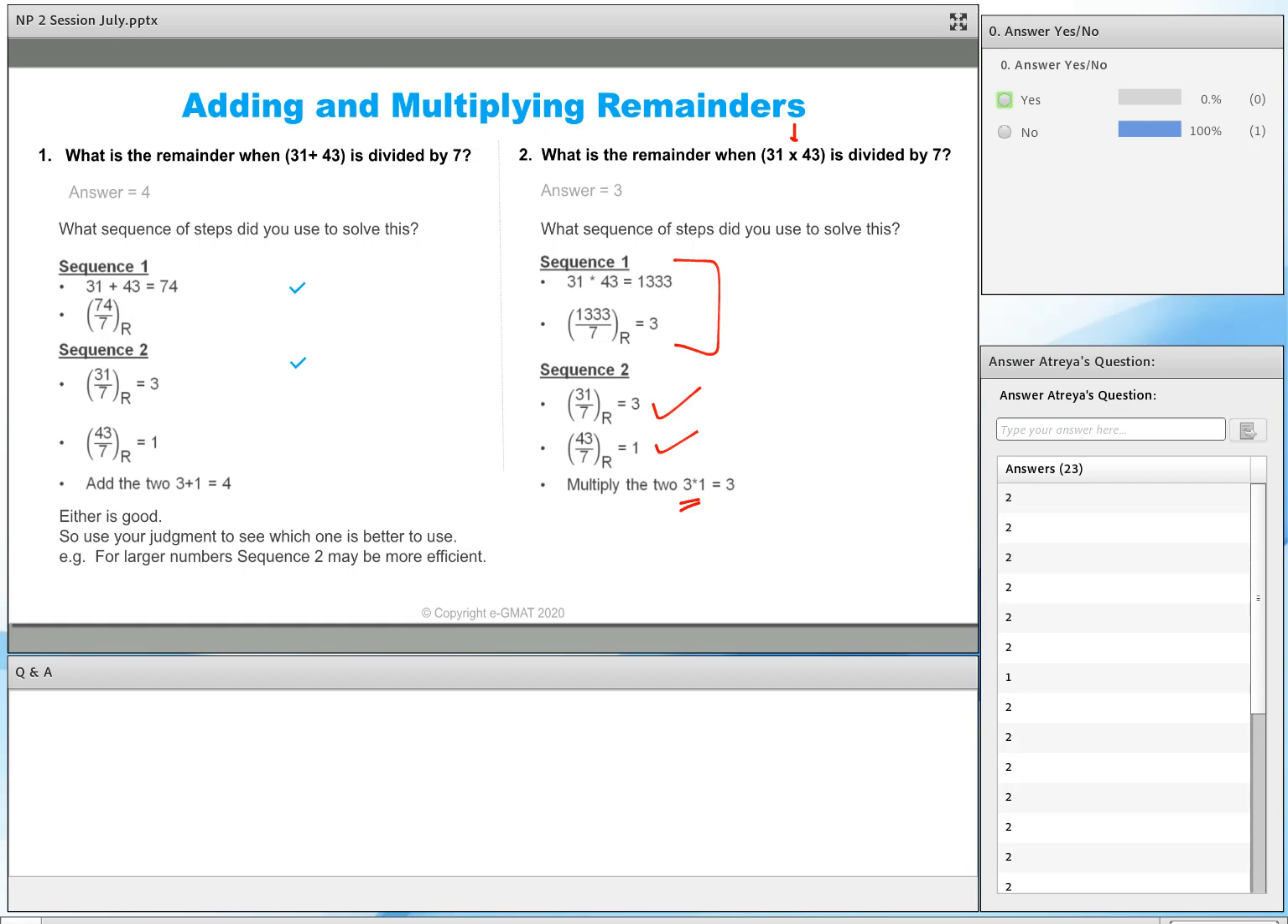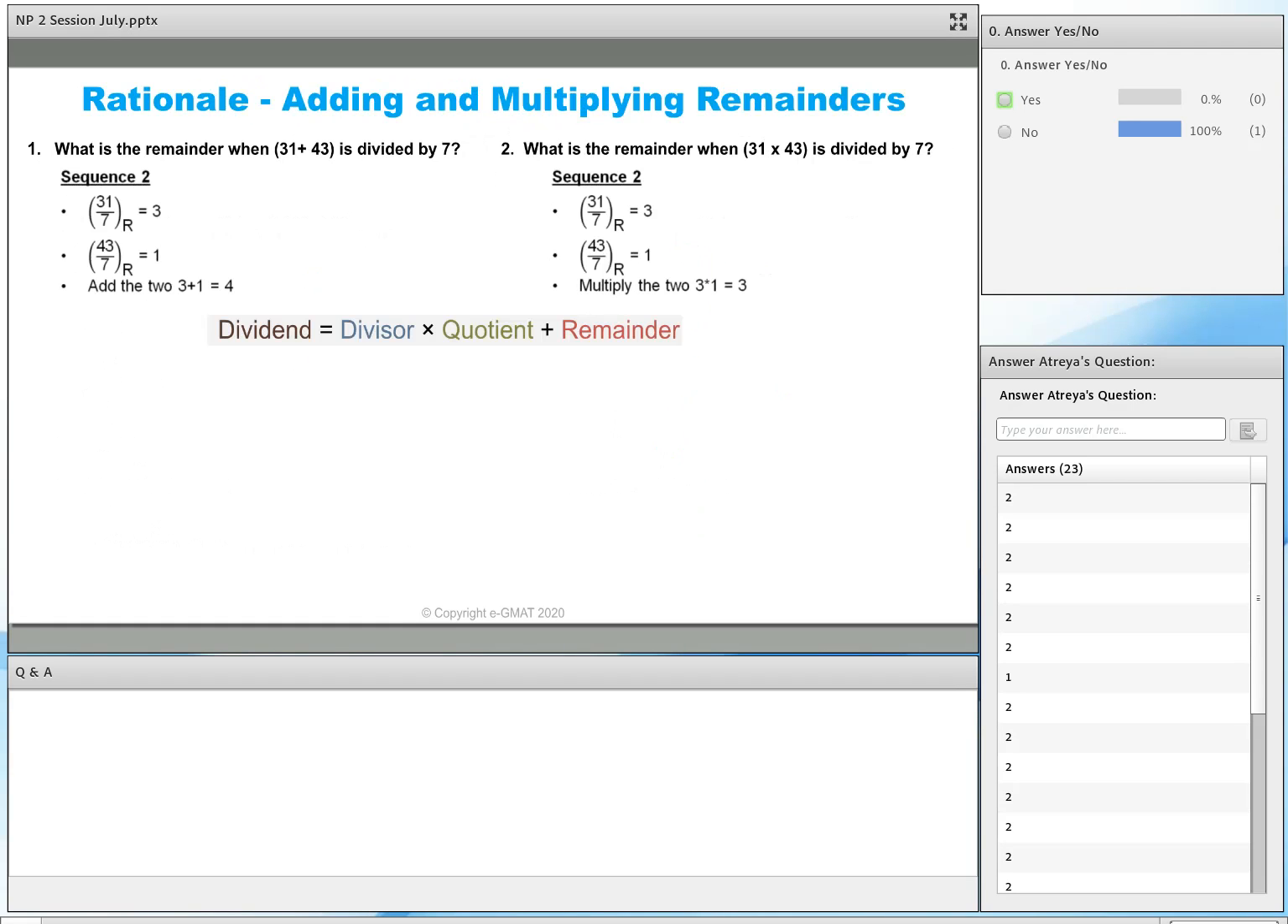With that, let me now move on to the next part. So again, the same thing. This happens due to the concept that dividend is equal to divisor times quotient plus remainder. I'm just going to show you real quick how this is happening. So 31 is equal to 7 times 4 plus 3. 43 is equal to 7 times 6 plus 1.